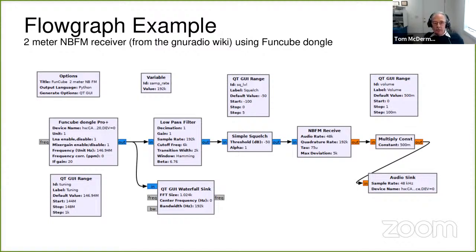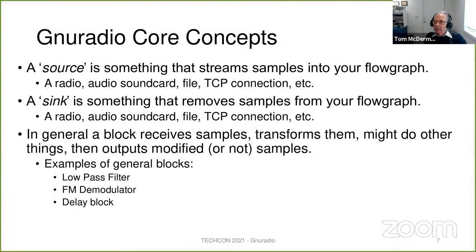A source is something that streams samples into your flow graph. On the previous slide, that source was a FunCube dongle radio, but it could also be an audio sound card. It could be a file. It could be a TCP connection. There's a whole ton of things that can be sources into your flow graph. It doesn't just have to be a radio.